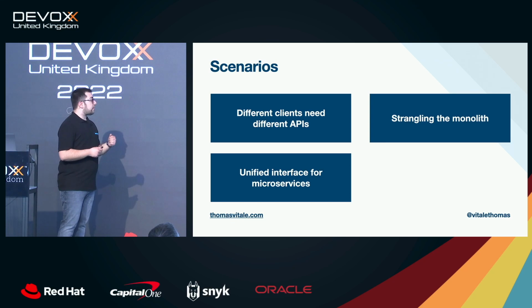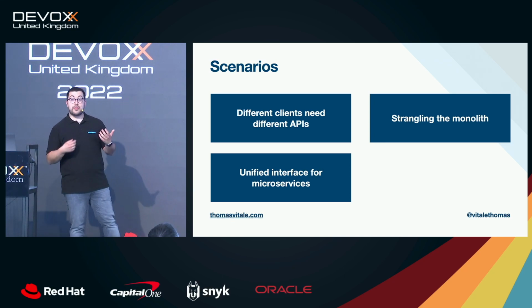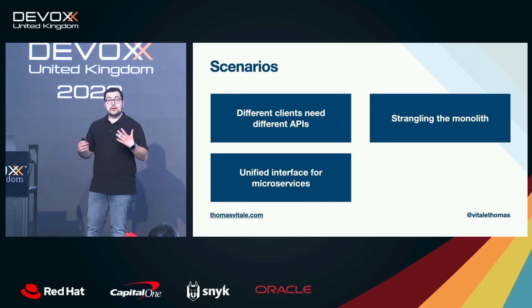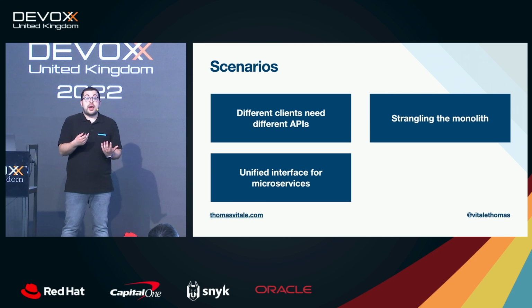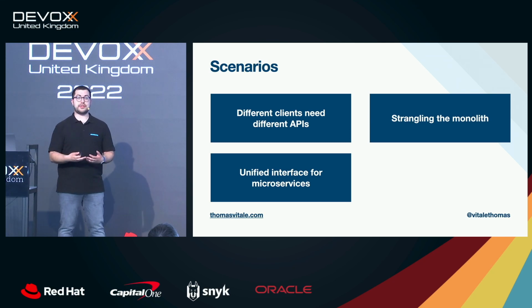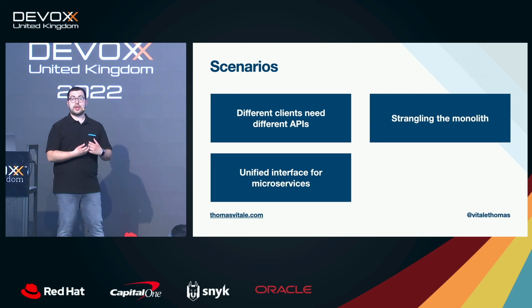Then we can create a unified interface for microservices. Once we switch to these distributed systems, we have the problem that clients would have to keep track of all the services that we have in the backend, and we don't want that. We want one entry point, one single access point to our system in the backend. And for that, we can use a gateway.